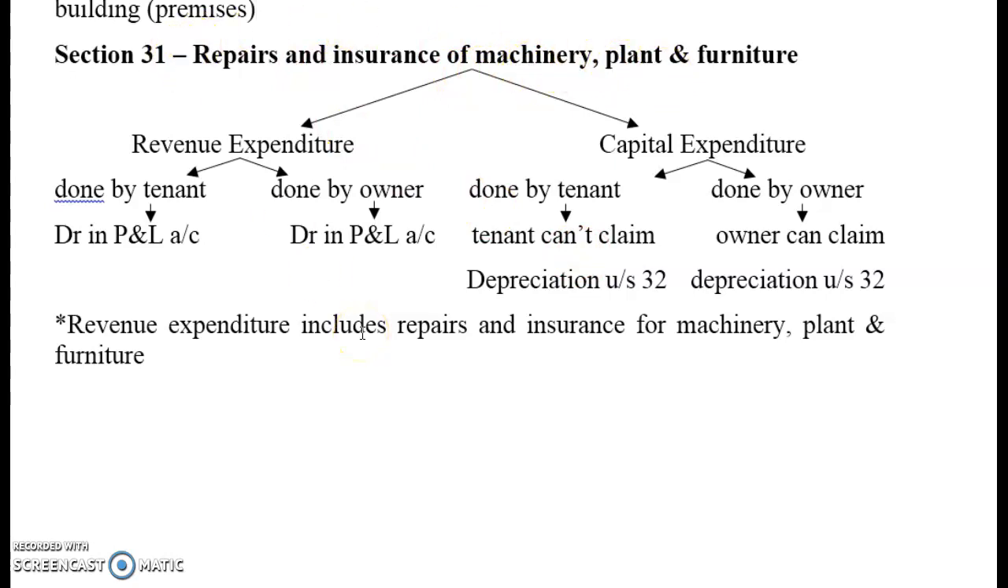So in short, all the revenue expenditures are allowed for both the tenant as well as the owner. But as regards capital expenditures, they are not allowed, though depreciation can be claimed by both the owner and the tenant in case of building, but only by the owner in case of machinery, plant and furniture. In this case the tenant cannot claim. Revenue is available to all.